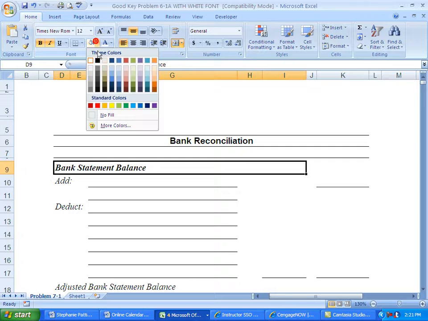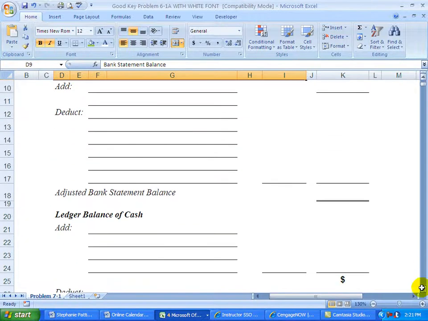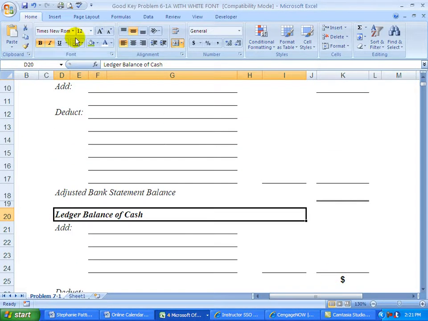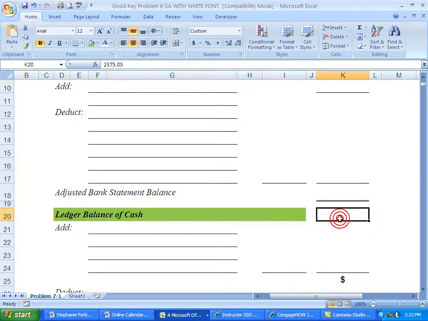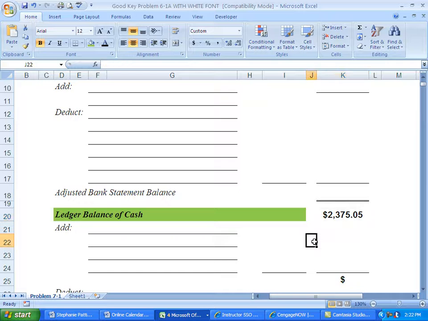I'm just going to color that like that. This is representing what the bank says we have. Down here, this is us and our checking account and what our cash account says in our general ledger. At this particular point in our general ledger, we have this much as our account balance, and this is also what we're showing in our checkbook as our current balance.